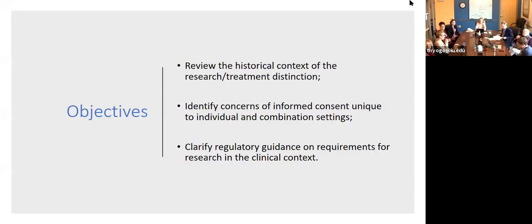Just some brief objectives. We're going to review the historical context of research, the research-treatment distinction within the context of consent. The purpose of doing that is mostly to make the argument, or at least to excuse, how messy this issue is and why it's so messy. Then to identify some concerns of informed consent in individual and combination settings. So what I mean by that is individual meaning consent in treatment versus consent in research versus consent in research arising out of treatment. And then to clarify the regulatory guidance on the requirements of research in the clinical context.